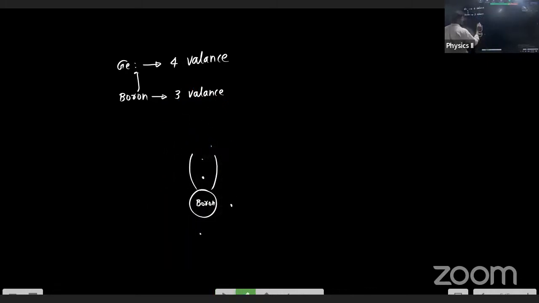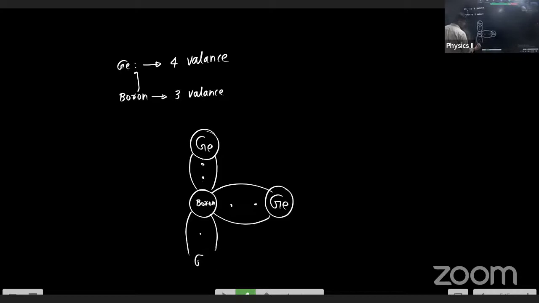See here. This is germanium. One valence electron of germanium forms a covalent bond with a valence electron of boron. Similar thing will happen here. One valence electron of germanium forms a covalent bond with one electron of boron. Same thing will happen here. One valence electron of boron forms a covalent bond with one valence electron of germanium.